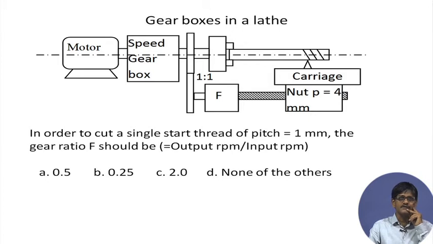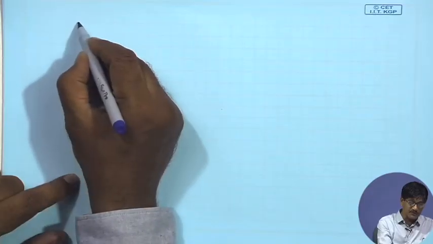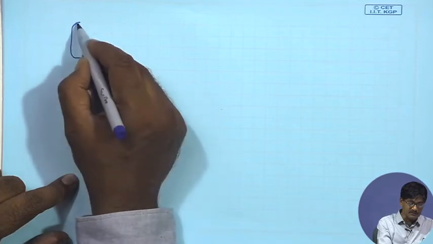The question is, in order to cut a single start thread of pitch 1 millimeter, the gear ratio F should be, gear ratio F is equal to output RPM by its input RPM, equal to 0.5, 0.25, 0.2, and none of the others. First of all, we have taken up this question from two aspects. One is to understand the positioning of gearboxes, and to understand the way its gear ratio is to be calculated. Please look at this drawing, which I am going to do on the piece of paper, and try to answer these questions.